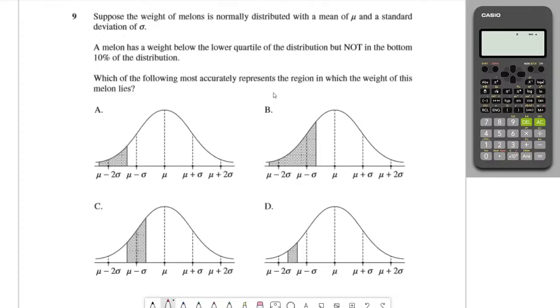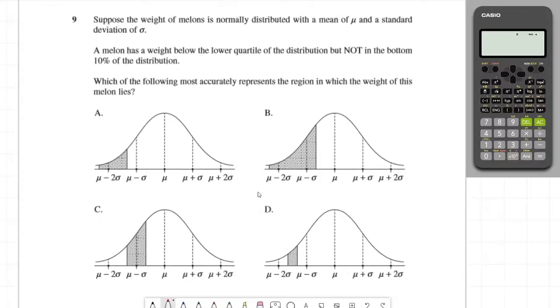Okay, what have we got? Suppose the weight of melons is normally distributed with a mean of mu and a standard deviation of sigma. A melon has a weight lower than the lower quartile of the distribution, but not in the bottom 10% of the distribution. Now, the statistics and probability distributions I haven't really touched on yet, but we'll have a look and see what we can work out from here.